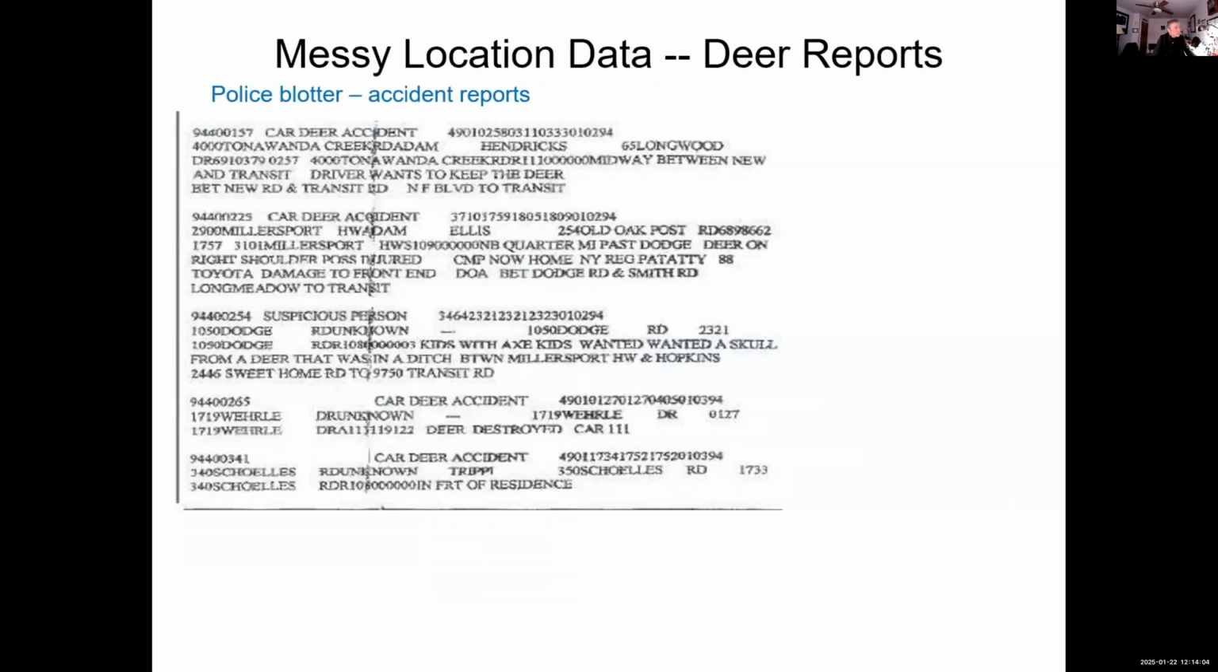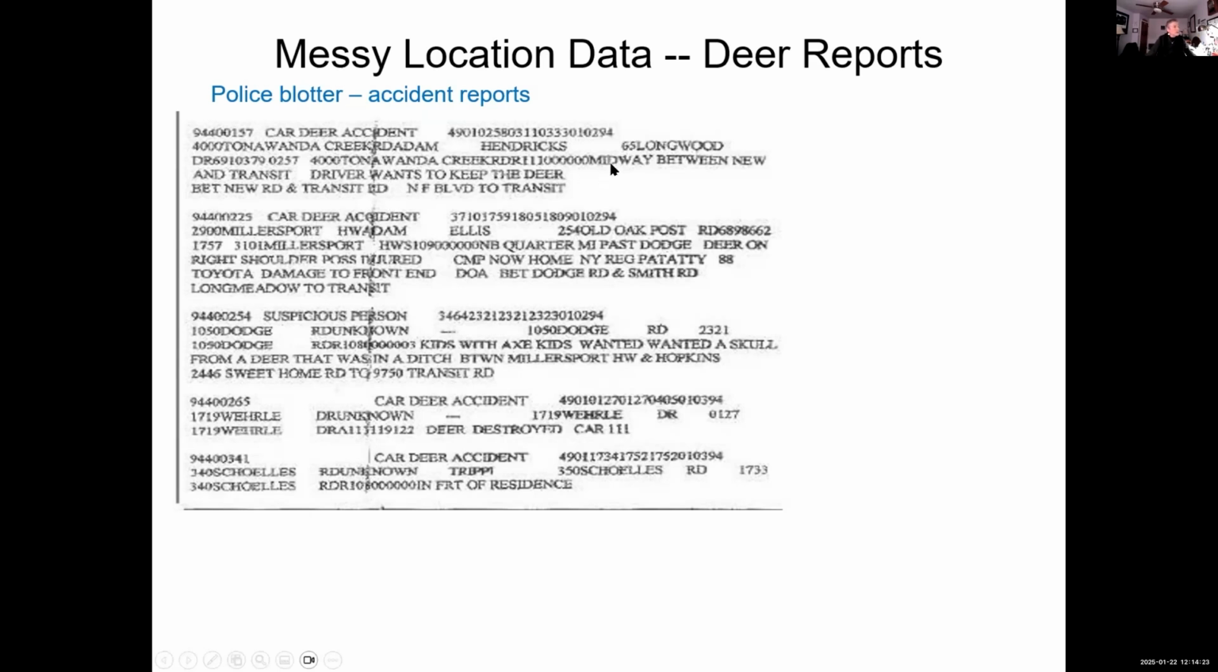So this is an example, just an excerpt from the police blotter. Now, this is just a computer printout. You've all seen, I think, computer printouts, like 10-point type, pages and pages and pages of it. There were hundreds of these reports. And I want to talk to you about how you turn this stuff into coordinates.